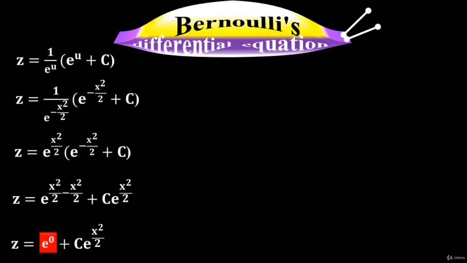Can I add the power x squared over 2 to minus x squared over 2? Yes, because they both have similar bases. They both have base e. After addition I got e to the 0. x squared over 2 minus x squared over 2 equals e to the 0. The value of e to the 0 is 1. So I have z equals 1 plus c times e to the x squared over 2.